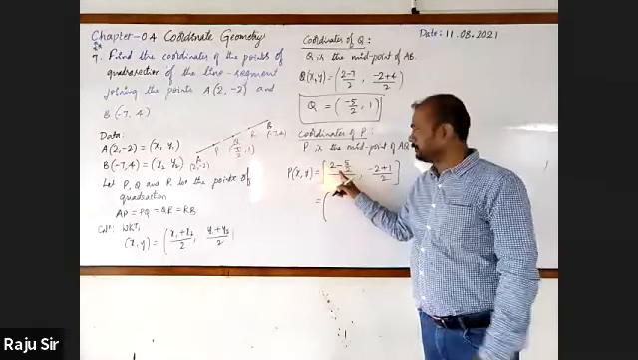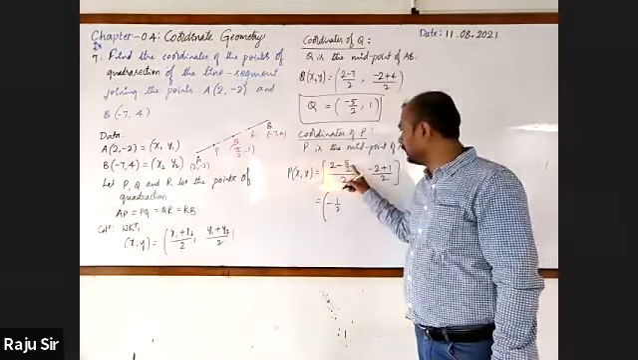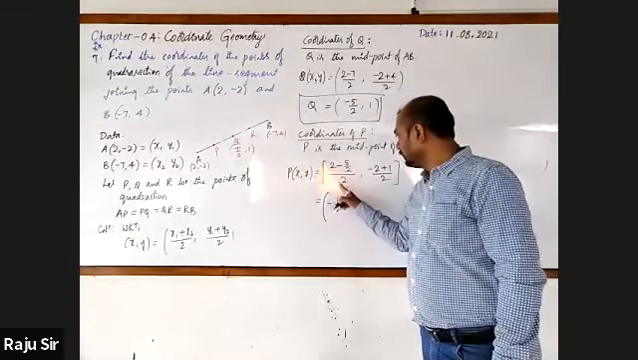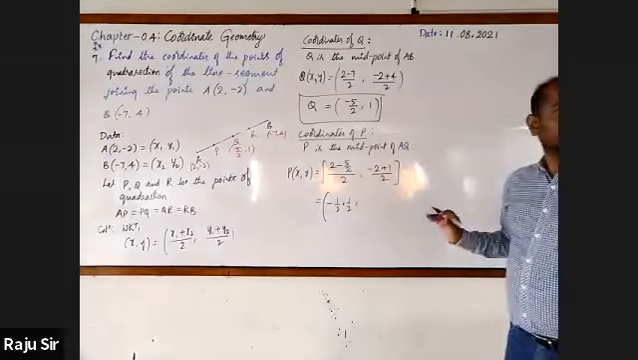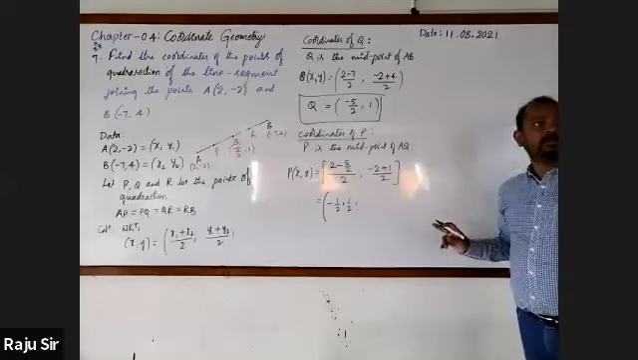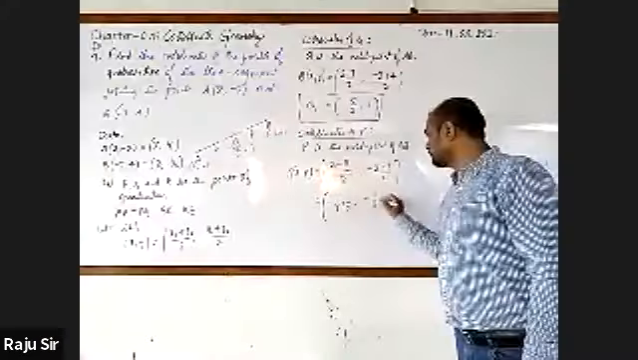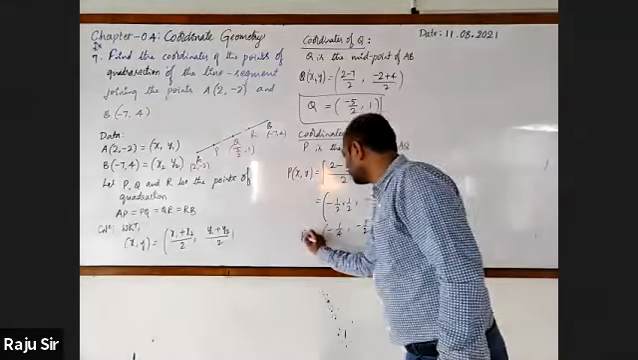LCM is 2. Then 4 minus 5 is minus 1 by 2. Minus 1 by 2, into 1 by 2, the reciprocal of the denominator. It is minus 1 by 4. Got it? Have you understood? Minus 1 by 4, comma, minus 1 by 2. It is equal to (-1/4, -1/2). This is P.